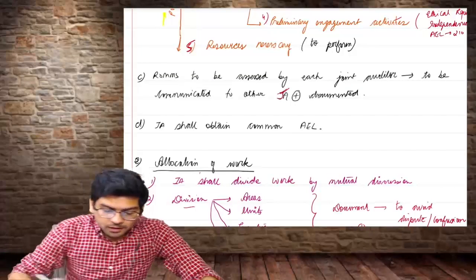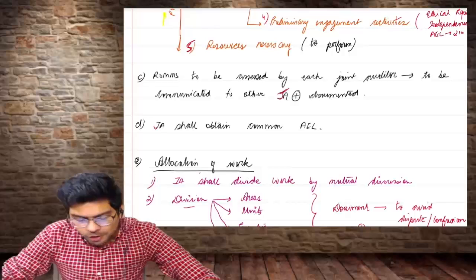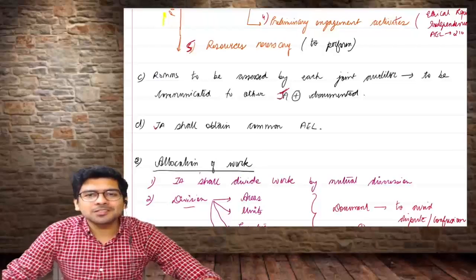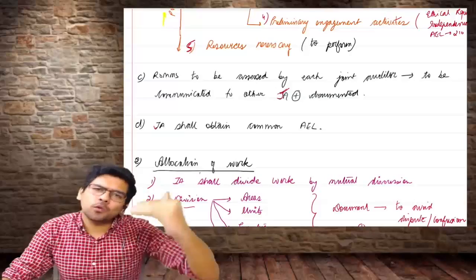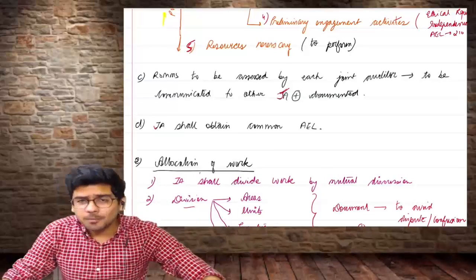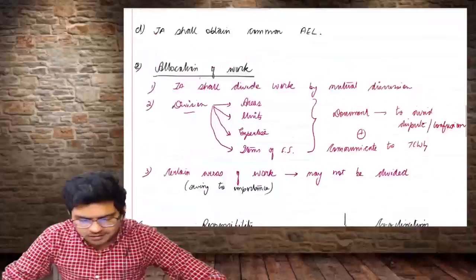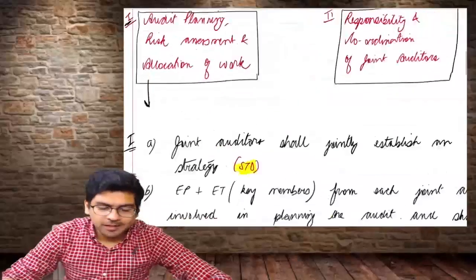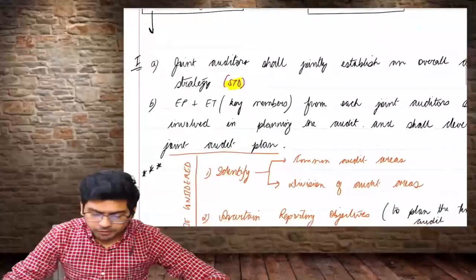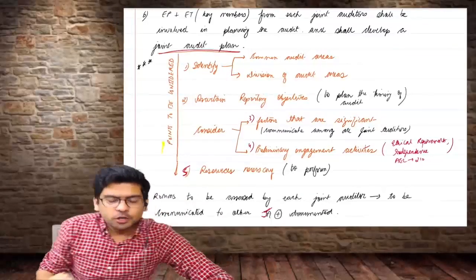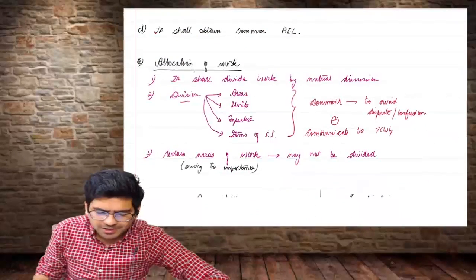Okay, then joint auditors shall obtain common AEL. Now all the 4 joint auditors will not obtain different AELs. One common audit engagement letter will be obtained. Okay, all right. Now, final point in this allocation of work. Again, allocation of work is also important. So, this is an important question here: what are the factors to be considered in joint audit plan? And the next important question is allocation of work.